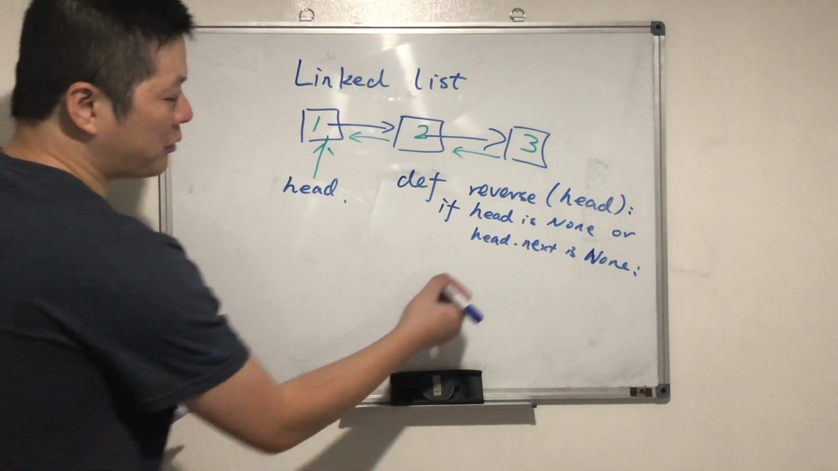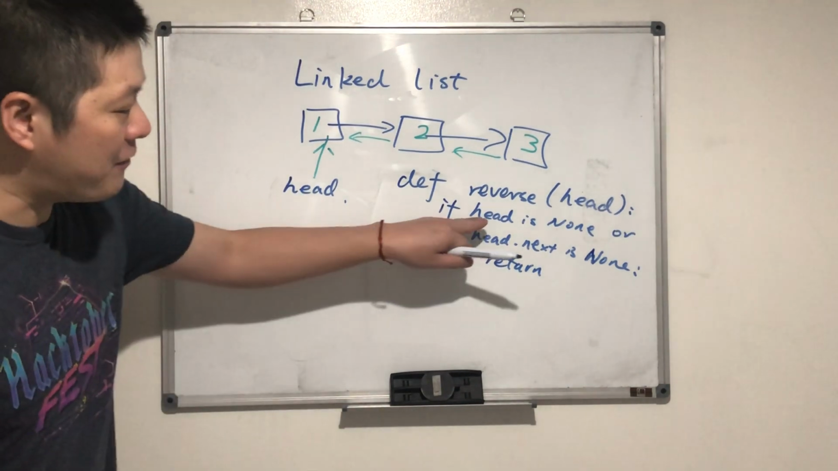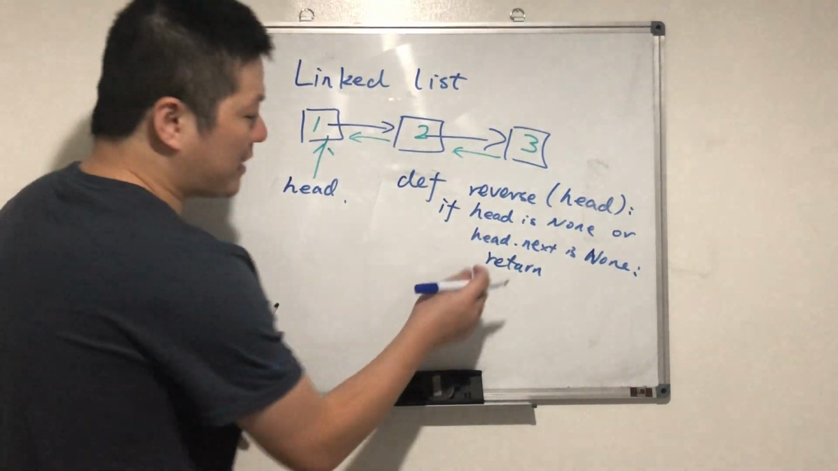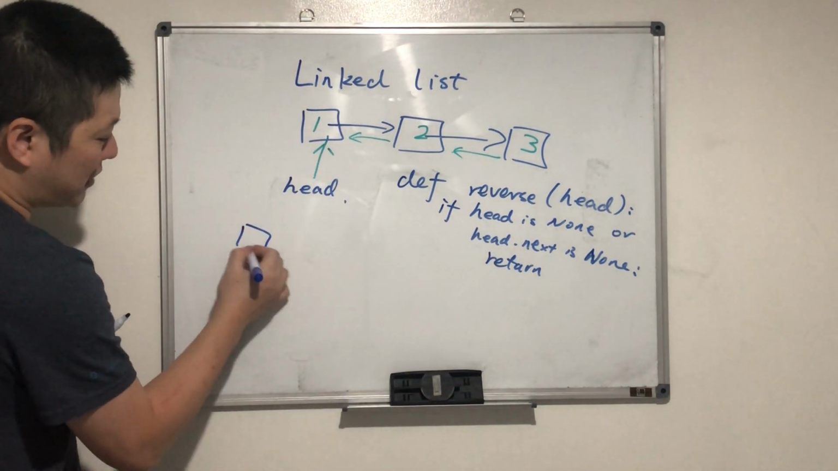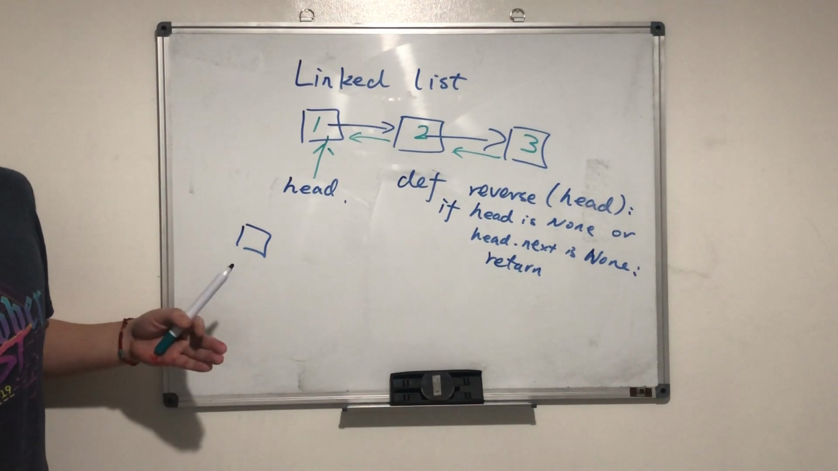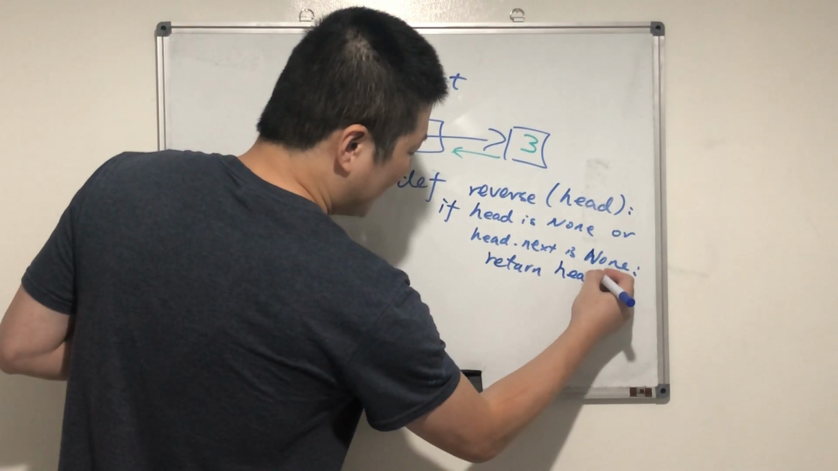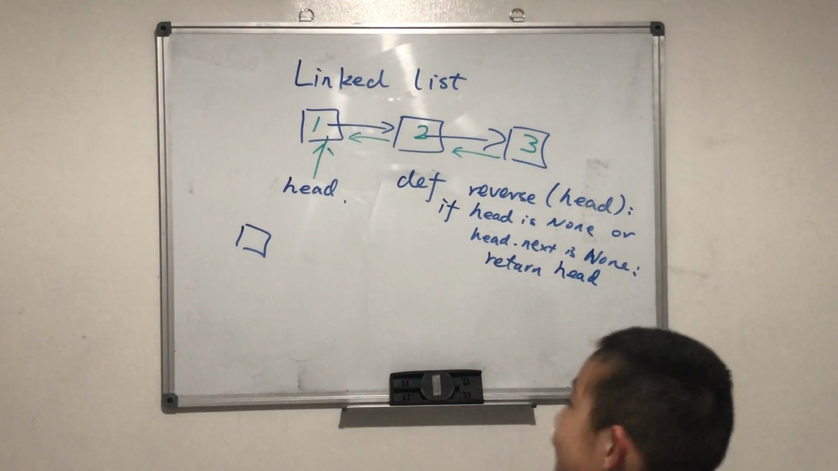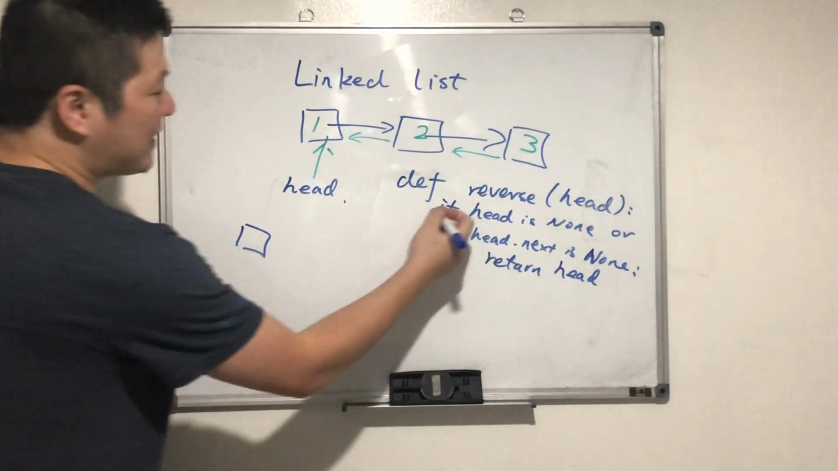Then what should we return? Return head, yeah. Because if it's a single node, the reverse version is a single node, right? Exactly the same. So now these are the base cases.